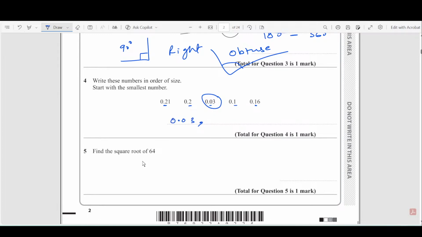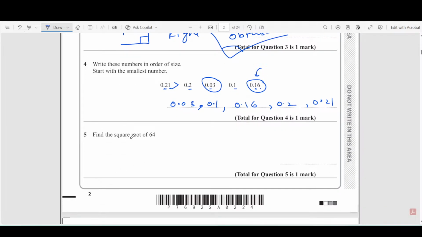Then the second number: now 2 is bigger, so these two we will not consider. We have 1 and 1, and after the 1 there we have 6, so this is bigger than 0.1. So the second is 0.1, and third is going to be 0.16, because again 1 is smaller than 2. Then out of these two, 0.2 would be the next number, because here we have one extra digit which makes the other bigger than this. So 0.21 is the biggest.